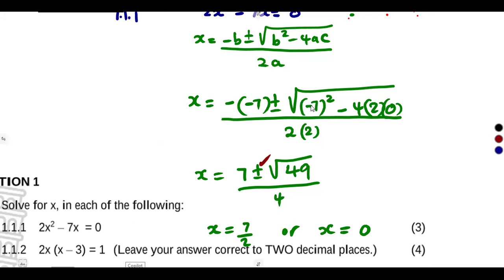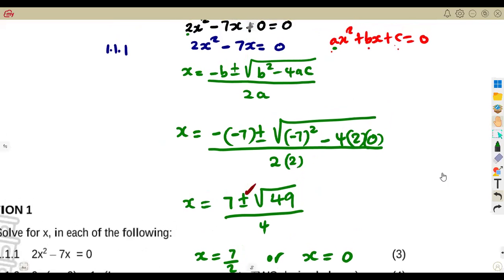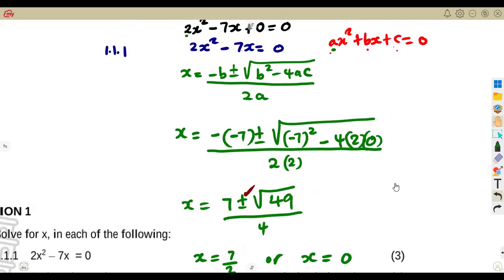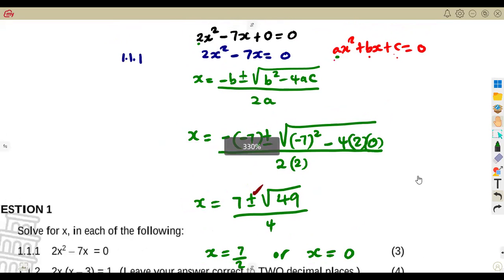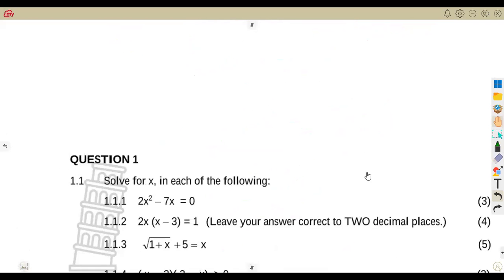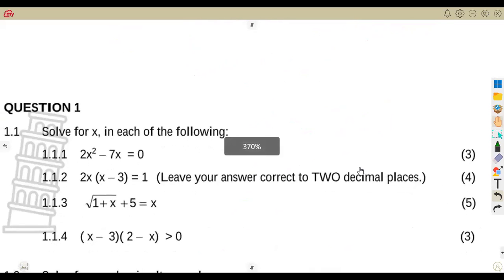So as you can see, these are the same answers that we obtained as we worked our question using the factorization. But if you understand even your quadratic formula, you can still use that. But for the first part of your quadratic equation, just try to use your factorization. All right. Anyway, this is exam. You use what you understand.